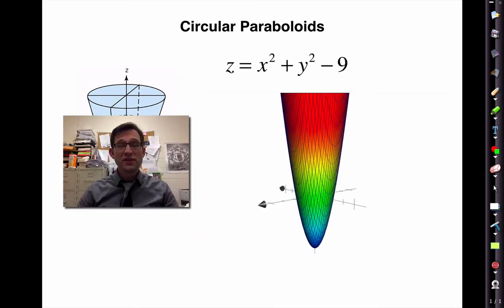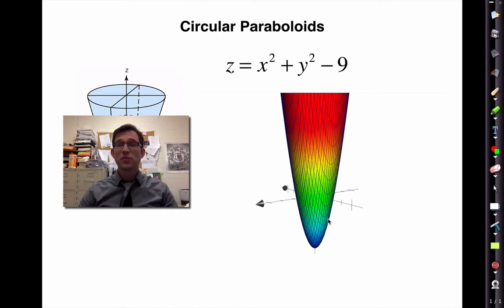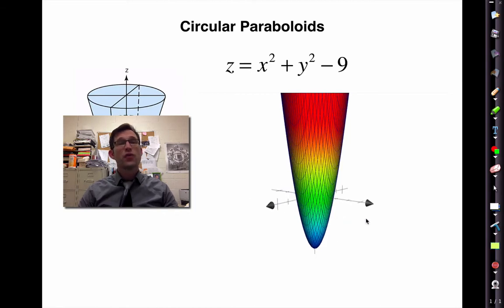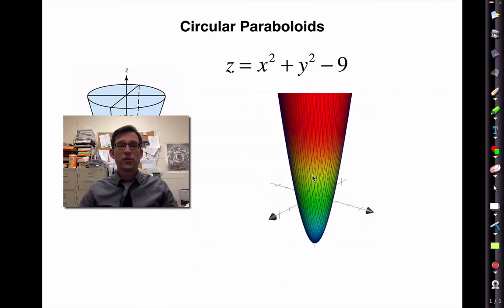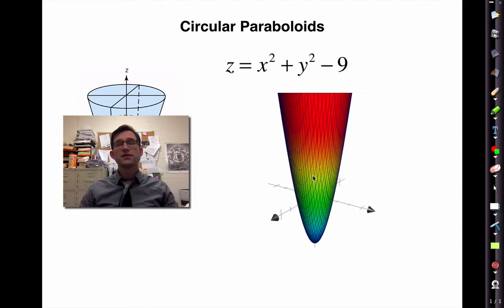And what I'm going to do is I'm going to open up a graph of the paraboloid that we were just looking at, x squared plus y squared minus 9. The reason it's called a circular paraboloid in this case is that all of the level curves where we set z equal to a constant, slicing it horizontally, all of them are circles, right? So let's take a look at this thing. We've got the grapher open.